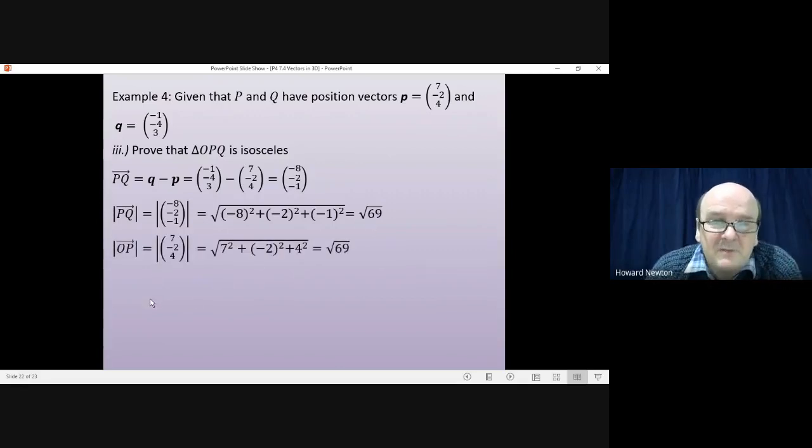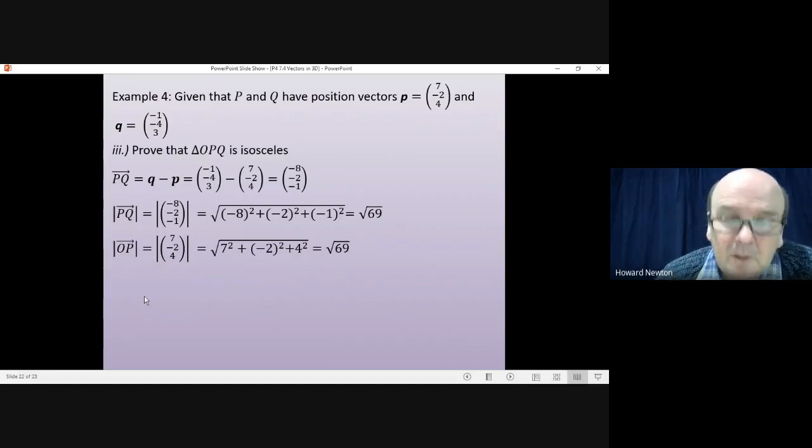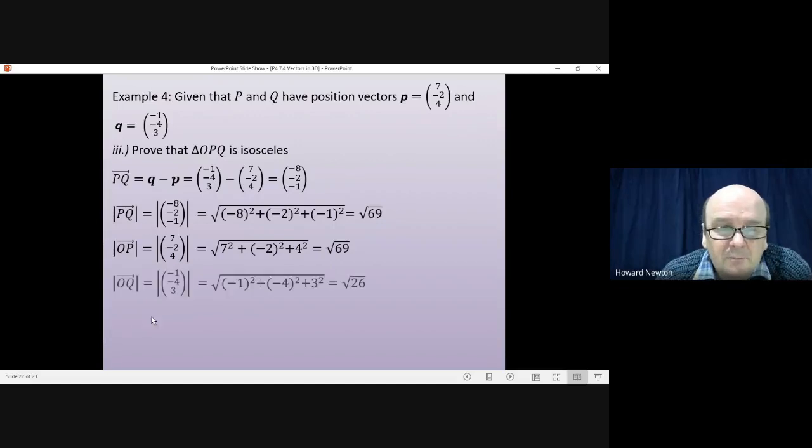Then we need to do the same thing for OP. The vector OP is just (7, -2, 4). It's the position vector. And the magnitude, again, we use Pythagoras, and that also gives us the square root of 69. We do need to check the third side, because it could be an equilateral triangle.